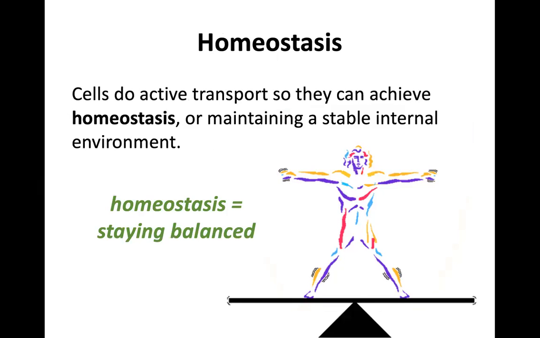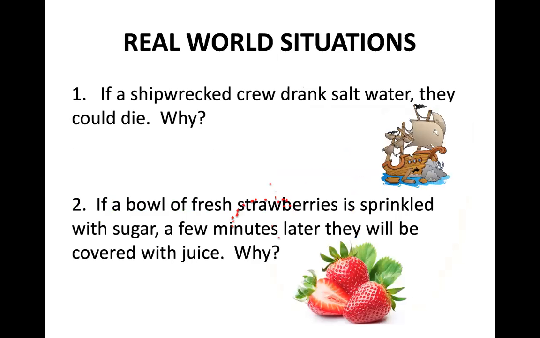So this brings us back to homeostasis, which we said is what? Inside. So cells do active transport so they can achieve homeostasis and maintain stable internal conditions. If a shipwreck crew drank salt water, they could die. Why? It's not purified. Because what's happening to the cells? They're shrinking. So what solution?